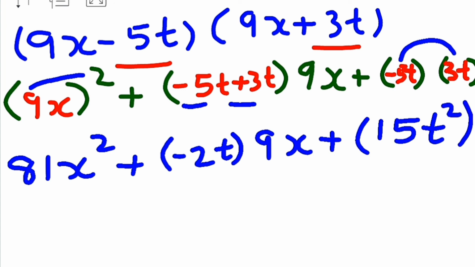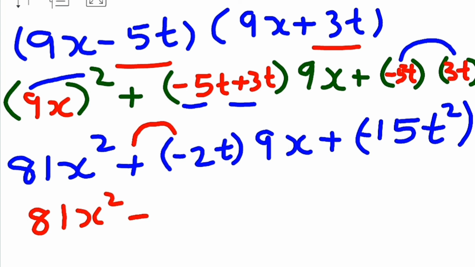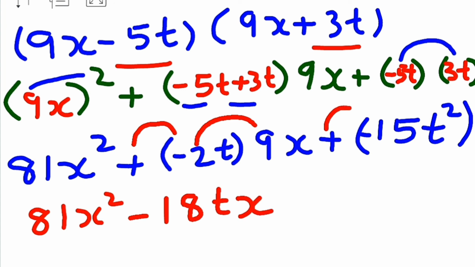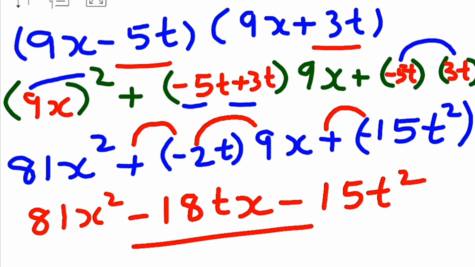Understanding, children? What sign is it having? Minus 5. I hope you are understanding, children. Now we will open all the brackets. 81x square, plus and minus will become minus, and we have to multiply this number also. 9 2s will give you the answer as 18tx. Here also plus and minus will become minus 15t square. Understanding, children? So this way keep practicing the sums so that you get used to them.